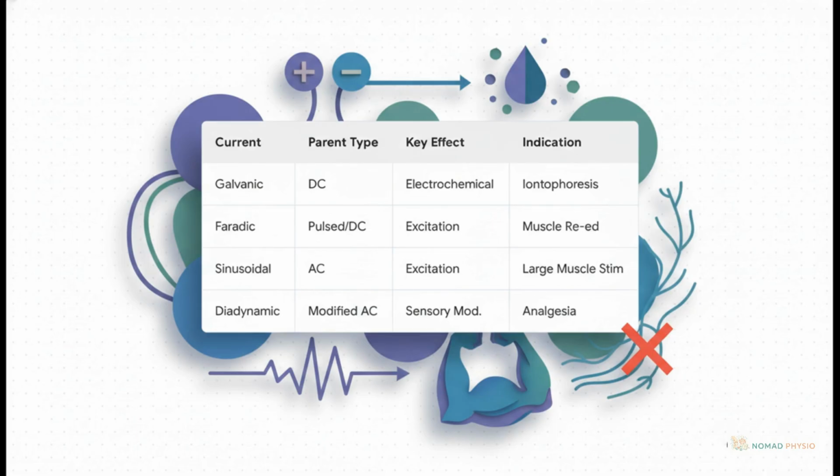Sinusoidal is pure AC, also excitatory, for large area stimulation. And finally, diadynamic currents, modified from AC, focus on sensory modulation for analgesia. Grasping these direct links between the parent type, the effect, and the indication is absolutely essential.